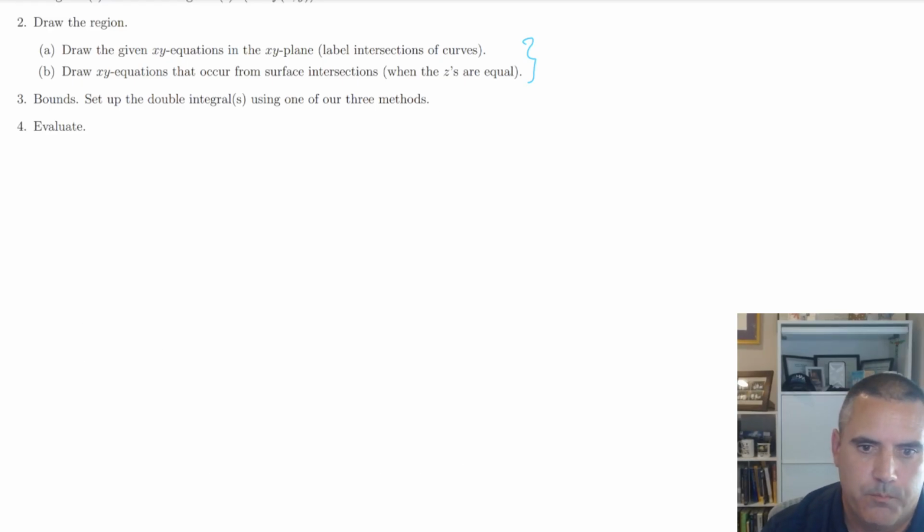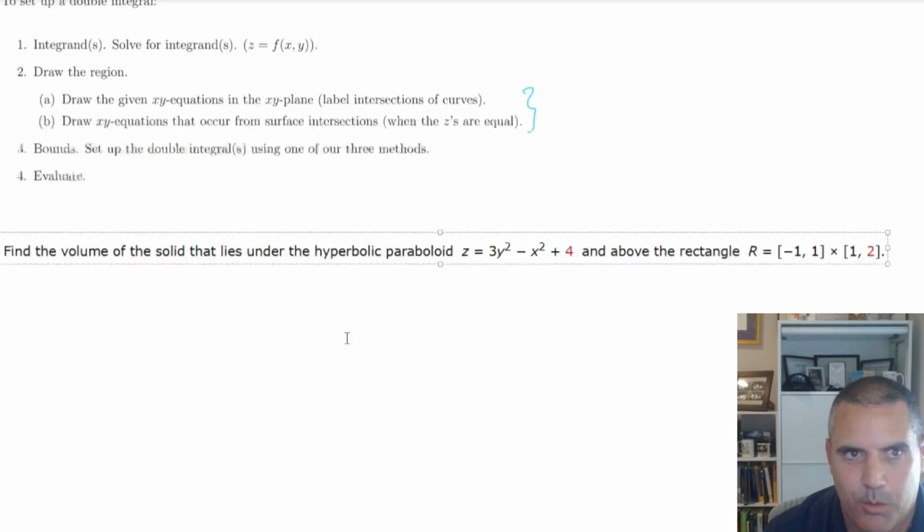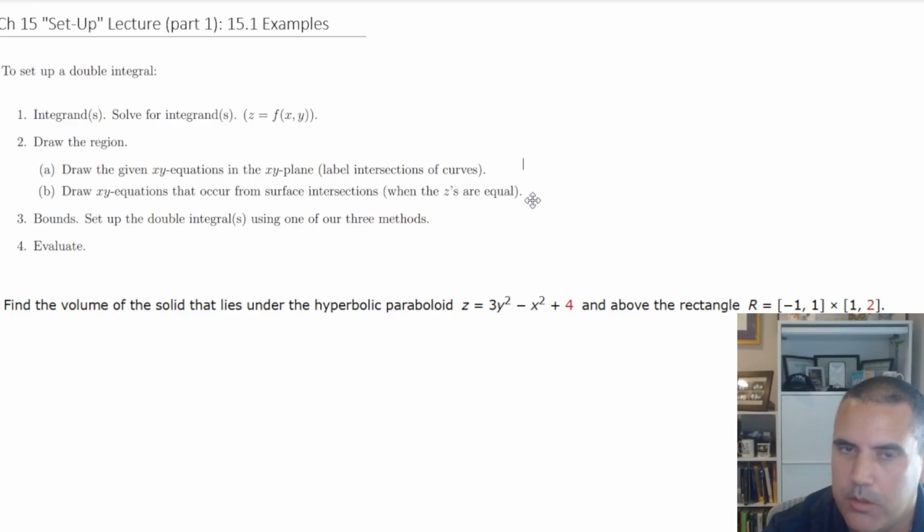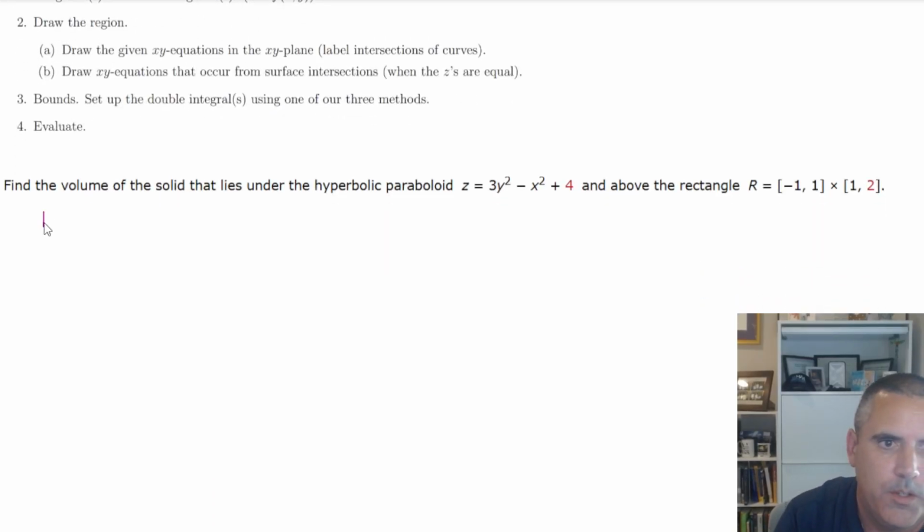Here's another problem. It doesn't matter what words are in there, that it says hyperbolic paraboloid. That's actually trying to help you if you wanted to visualize. Step 1, are there any z's? Step 2, draw the region. So here we go. 1, yes, there's a z right here.